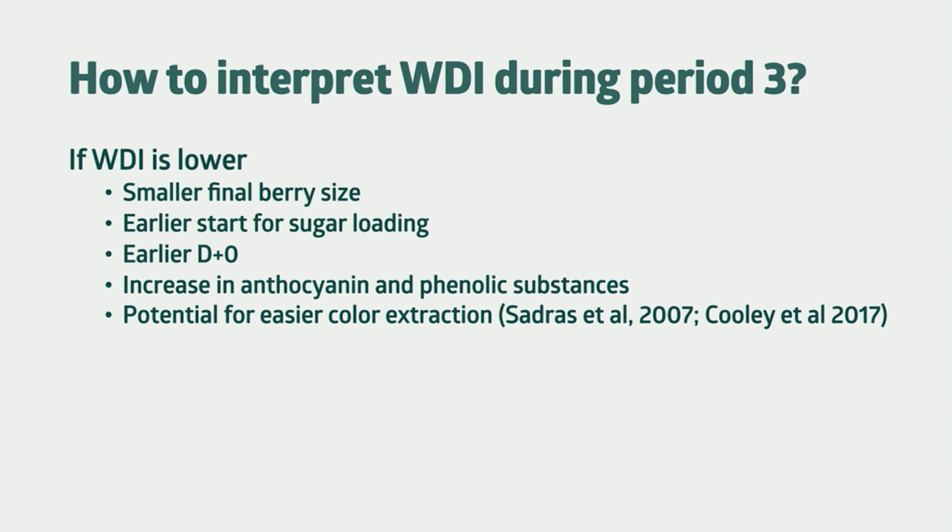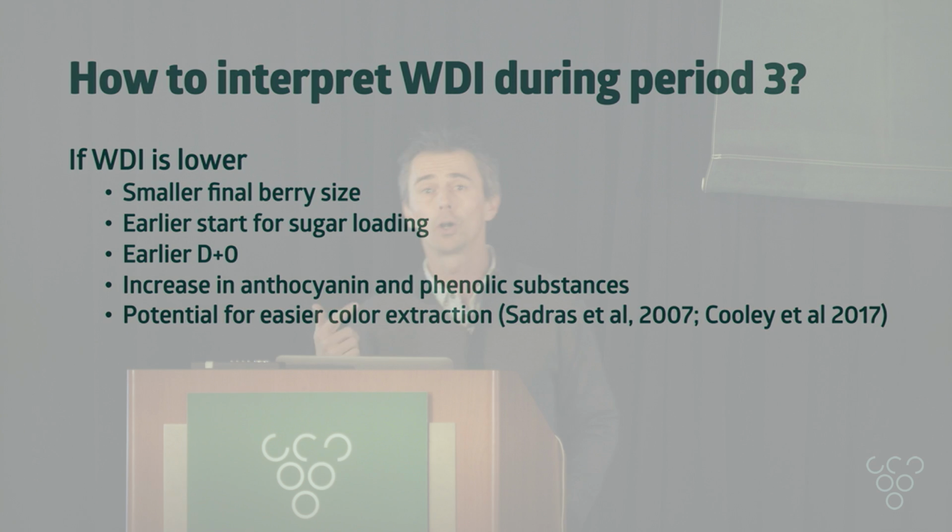So let's dive into it, and first I'll synthesize what's in the literature. We know from the literature that if the water deficit index is low, if the stress is high during period 3, so pre-veraison, we expect a smaller final berry size. We'll expect an earlier start for sugar loading. We'll expect an earlier end of active sugar loading, so the D+0, which is that stage when sugar stops being actively accumulated. We also expect an increase in anthocyanin and phenolic substances, and based upon research led in Australia by Sadras and Cooley, a potential for an easier color extraction from the skin into the wine.